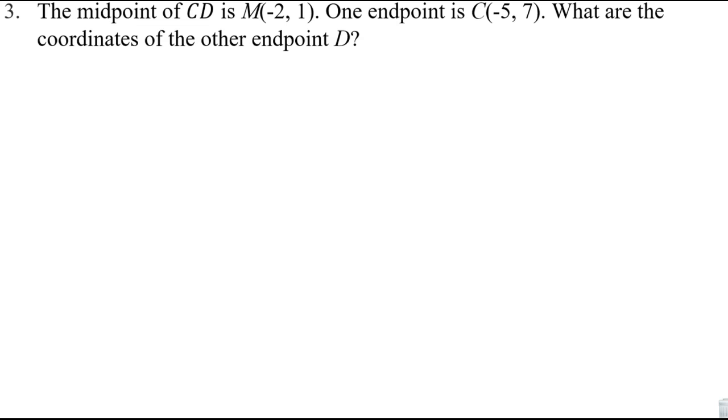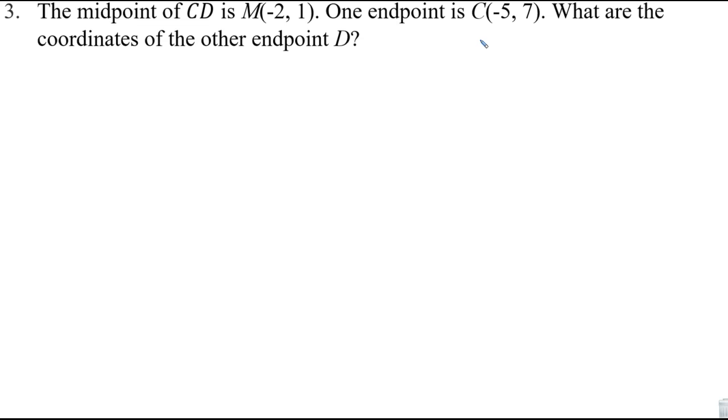In problem 3, we're using the midpoint formula once again, but this time we're going to use it to work backwards to find an endpoint. So let's read through this. It says the midpoint of CD is M at -2, 1. One endpoint is C at -5, 7. What are the coordinates of the other endpoint?